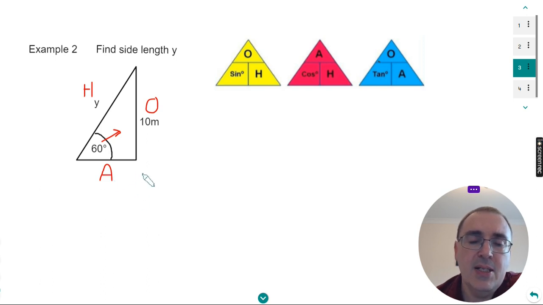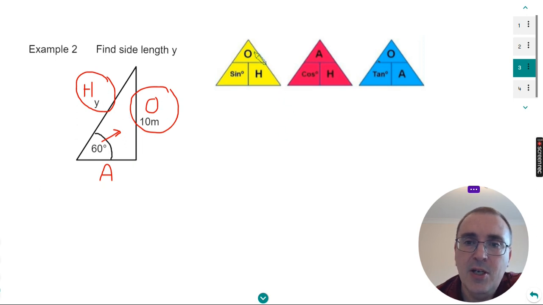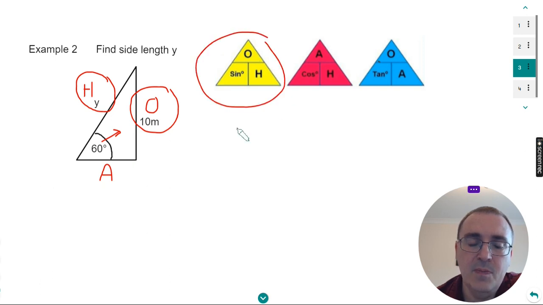The next thing we need to do is select the correct formula. We are given the opposite side and we need to find the hypotenuse. So we're looking for O and H. Again, it's looking like the first formula again, so we're looking at sine.